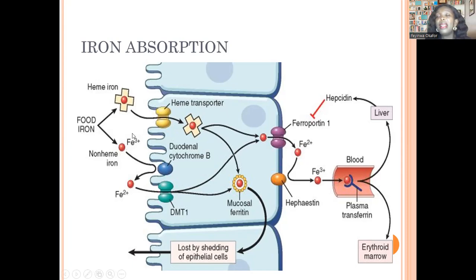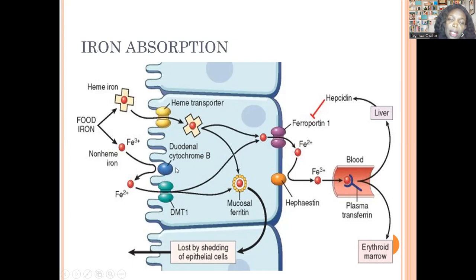Remember I said earlier that iron has this peculiar property of being present either as iron 3, ferric iron, or iron 2, ferrous iron. It has the ability to change from ferric to ferrous and ferrous to ferric in the system. So the one we have in our food as non-heme iron is in form of iron 3, and for it to be absorbed in the proximal duodenum, it must be reduced to iron 2. And we have enzymes, ferroreductases, on the luminal wall.